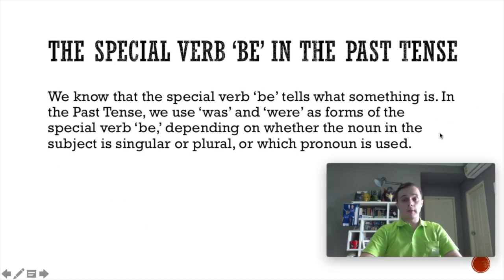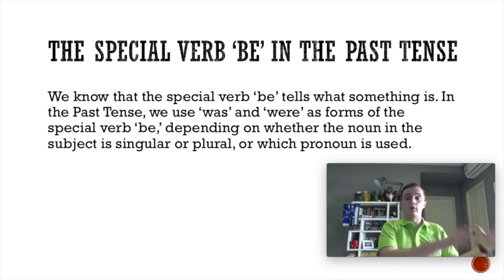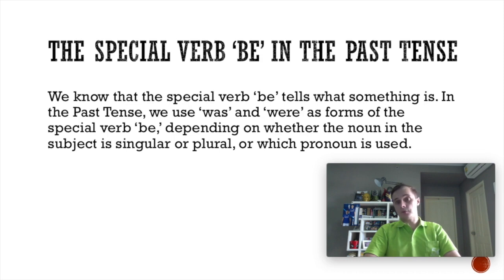Last week we talked about the special verb be. The special verb be tells you what something is. And last week we learned about its present tense forms. We also describe what something is in the past, like before now. So in the past tense, we use was or were as the forms of the special verb be to tell us what something was like before now. So again, like last week, it depends on whether the subject is singular or plural, or which pronoun we use.